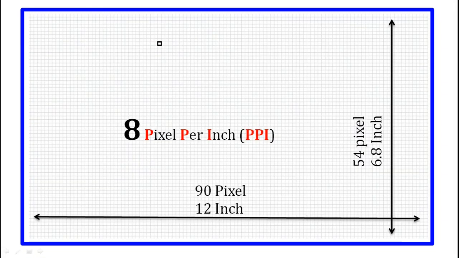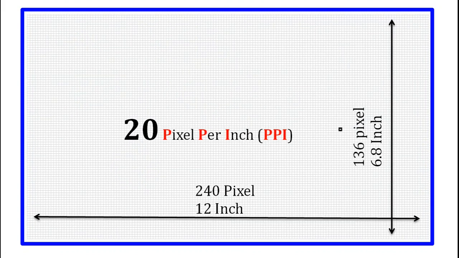Suppose I change the pixels per inch to 8, then you can see my squares are also much closer and the number of squares increased on the screen. In the same way, I further reduce the size of my pixels. Now we can see that the number of squares has increased and my pixels per inch is 20. Then your width is 240 pixels and 130 pixels.